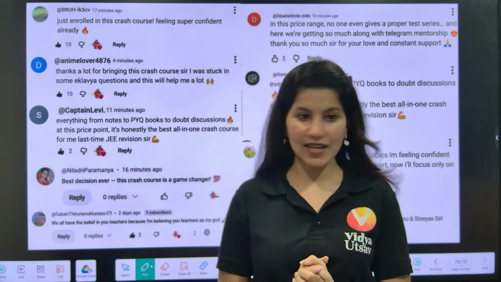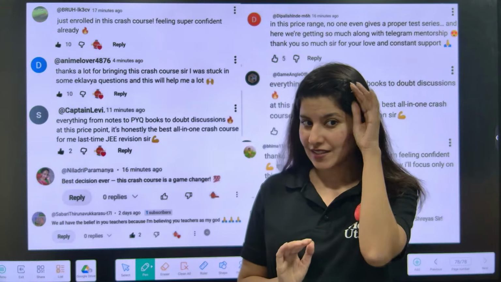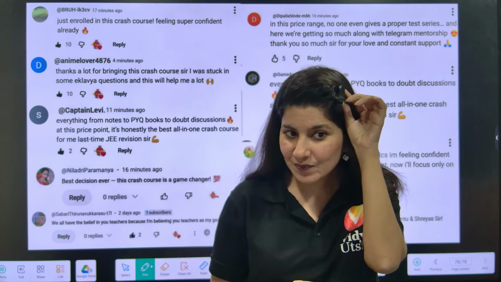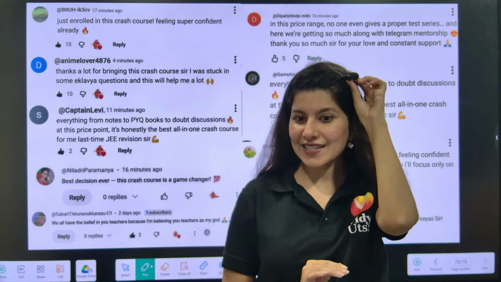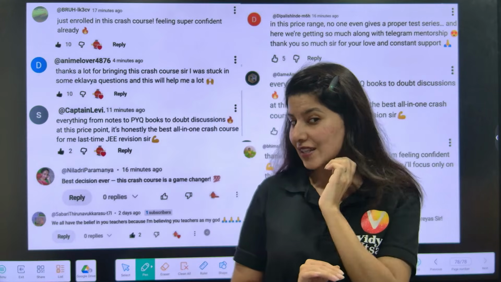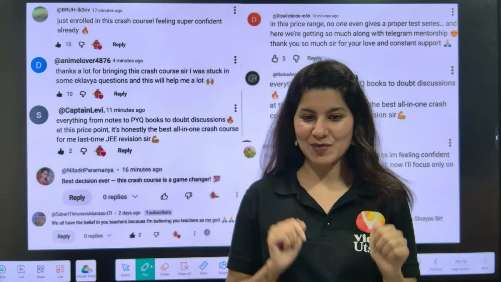Okay, yes, Shriyan is saying nice hairstyle. See, this is not a hairstyle, but this is something, if you can observe what this is, let me know in the comment section.